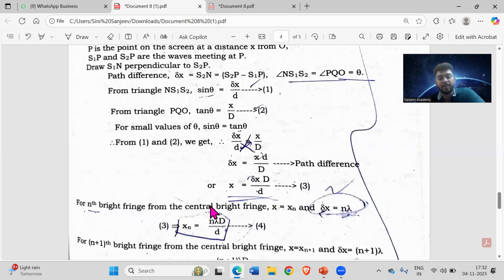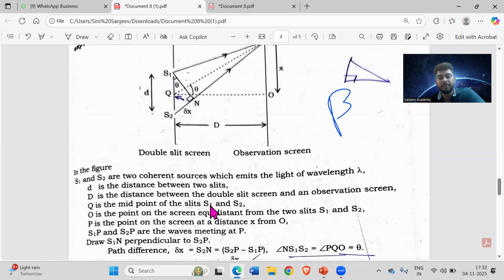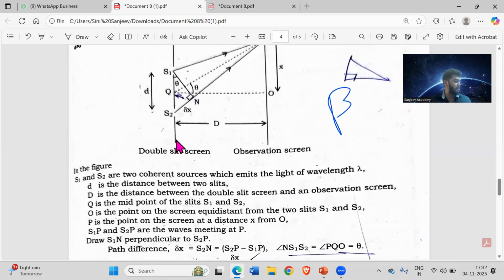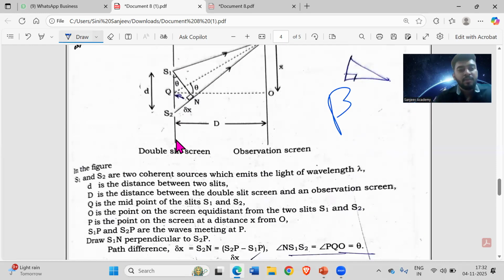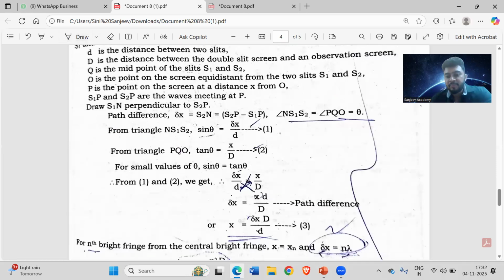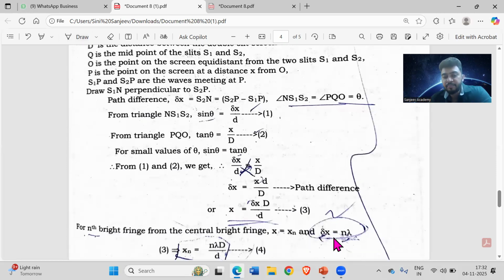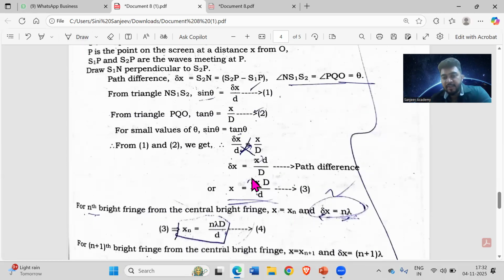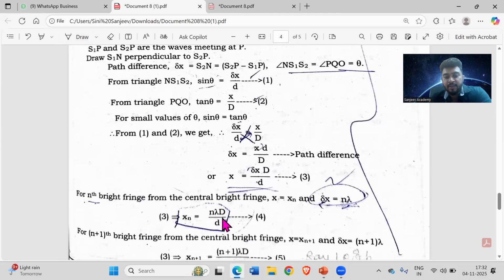Guys, don't be afraid of the nth bright fringe from the central bright fringe and all. For example, if I draw it, let this blue color be the dark fringe, and the white color is the bright fringe. The distance from the central bright fringe to the nth fringe, there can be any number of fringes. So x is equal to xn, and del x is n lambda. Now instead of x I put xn, instead of del x I put n lambda: n lambda D by d.